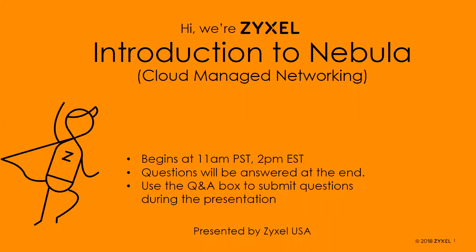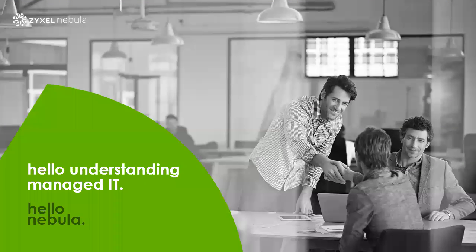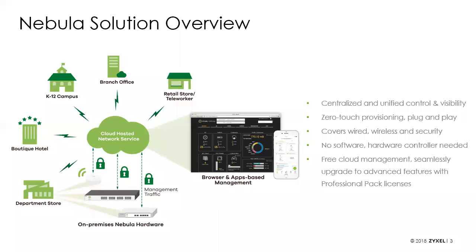So today we are talking about Nebula. It is our cloud-managed networking solution. What it offers for you is centralized and unified control and visibility. You're managing everything through a single pane of glass. Zero-touch provisioning. Basically, for most networks, all you need to do is provide power and an internet connection with DHCP, and that's basically all you've got to do for local configuration. We'll talk a little bit more about it coming up.